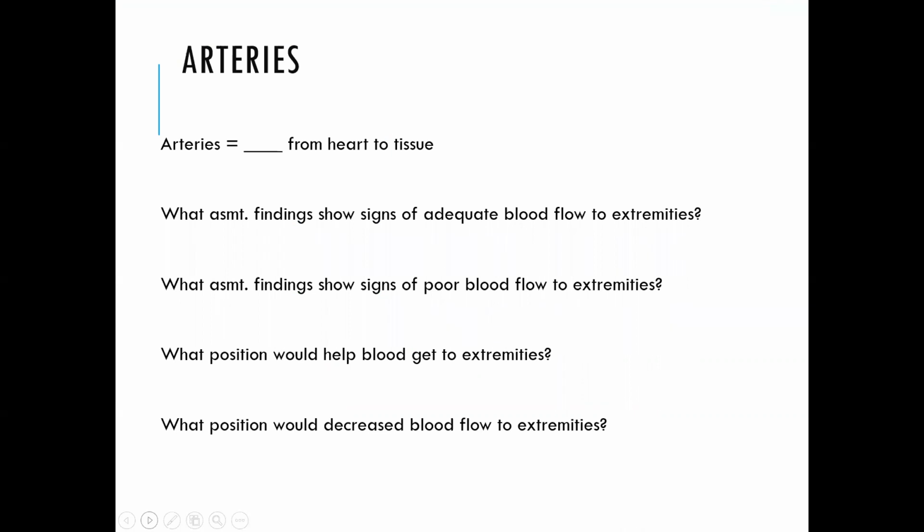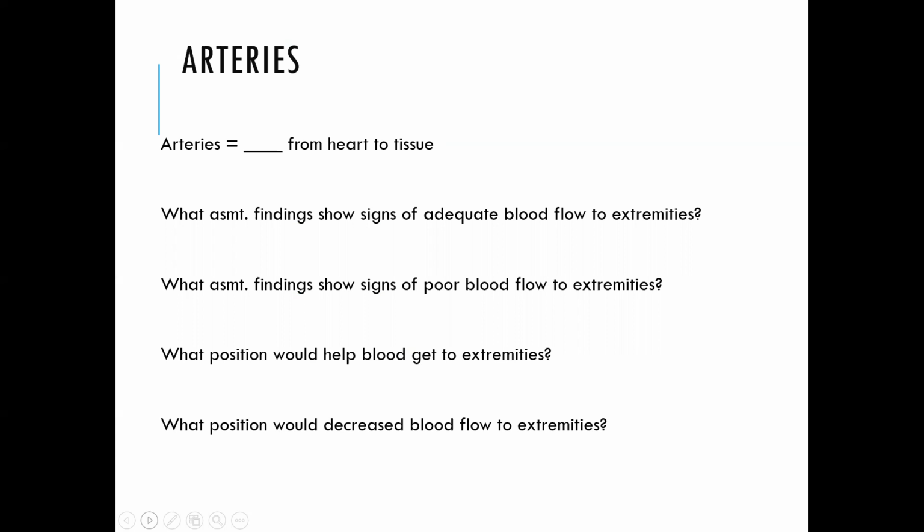So what assessment findings would show signs of adequate blood flow to the extremities? What signs are going to show that blood flow is getting to the extremities? They're going to be warm. They're going to be normal color for ethnicity. They're going to have +2 pulses. Cap refill would be less than 3 seconds in your adult population. The extremity would be able to function. There wouldn't be any pain or numbness or tingling, and there would be normal nail and hair growth.